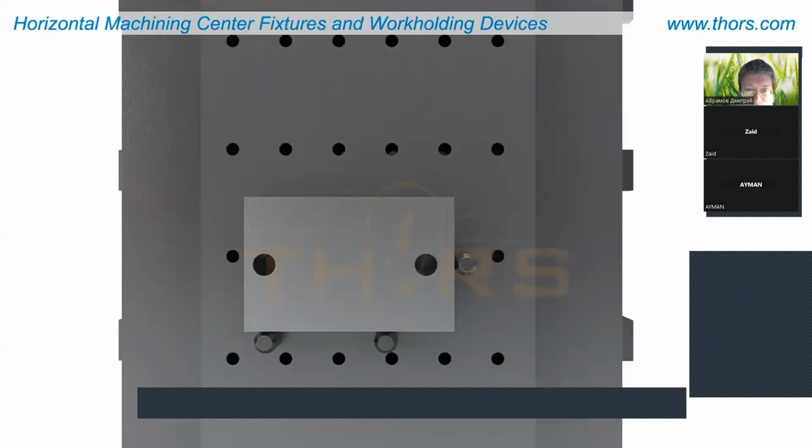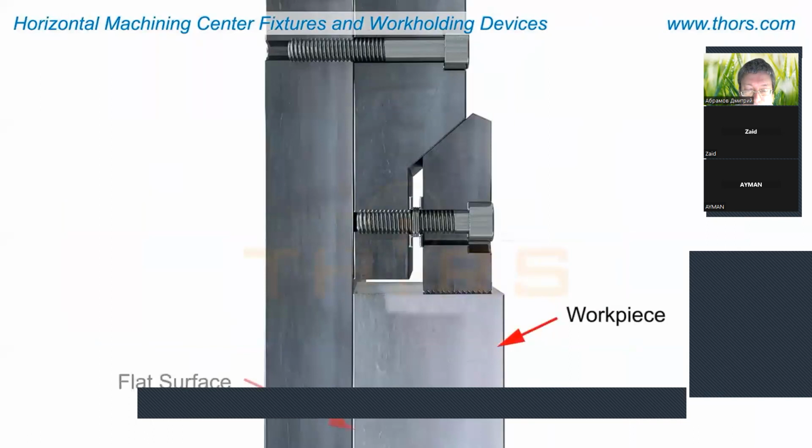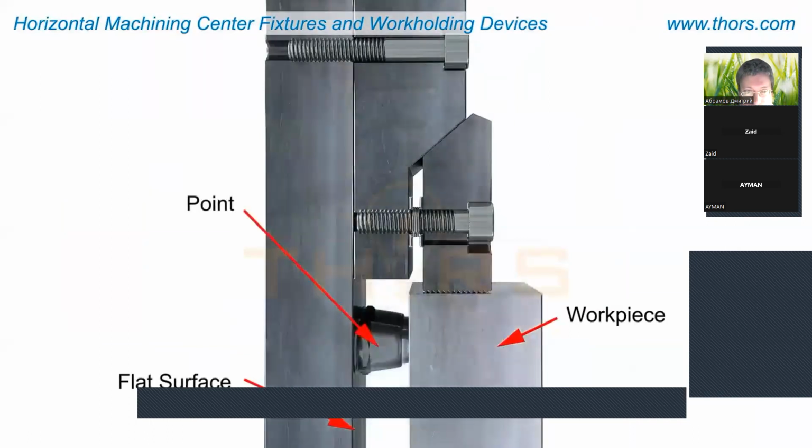The workpiece is located on suitable surfaces, edges, or bores. The suitability of the surface depends on the geometry of the part. The workpiece could be located on a flat surface, resting on points, or located using a variety of other requirements, such as a serrated surface for holding rough castings and forgings.